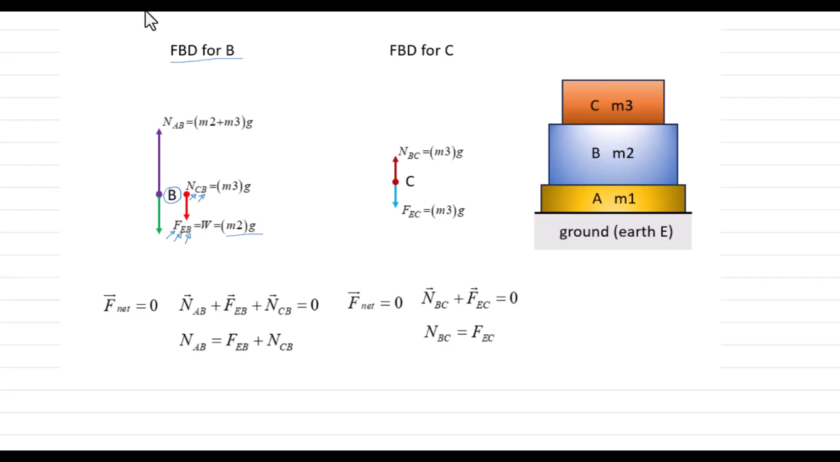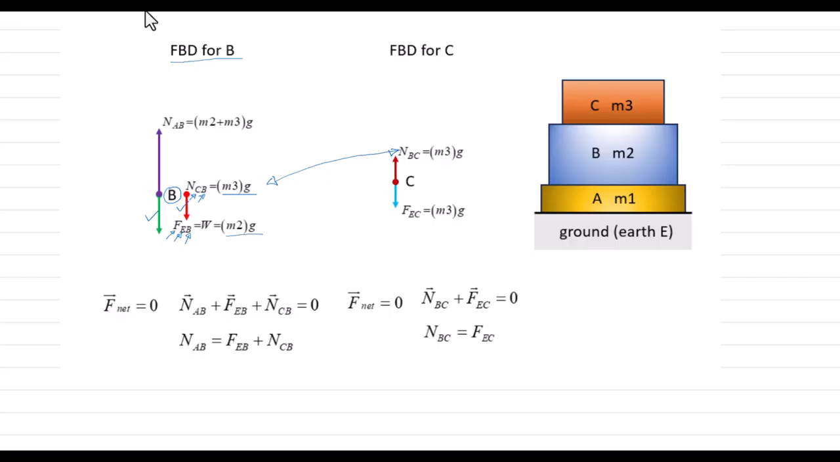If you see very carefully, these two are action and reaction pairs. So NBC is by B on C, whereas NCB is by C on B. So to every action, there is an equal and opposite reaction, Newton's third law. And the magnitude of the two forces will be the same, and therefore NCB will be m3g. So we know that there are two forces now acting vertically down on B. So there is a FEB and there is also NCB.